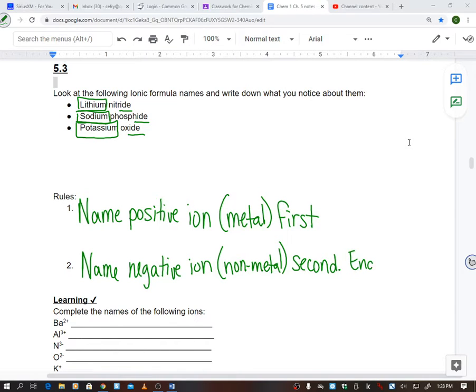End in IDE. All right? So you're going to name your positive one first, which is your metal. And you're going to name your second one, the negative ion, the non-metal, second, and you're going to end it in IDE. So just think positive first. Always think positively first, right? That's what we want to do.